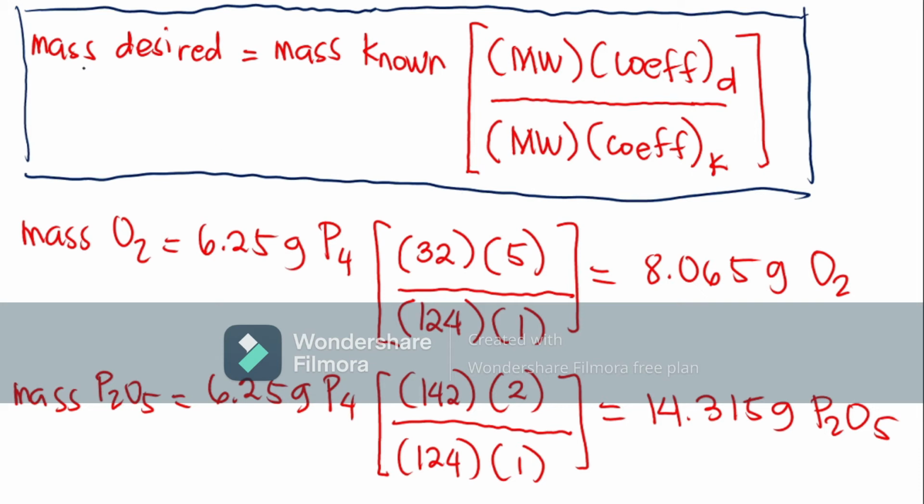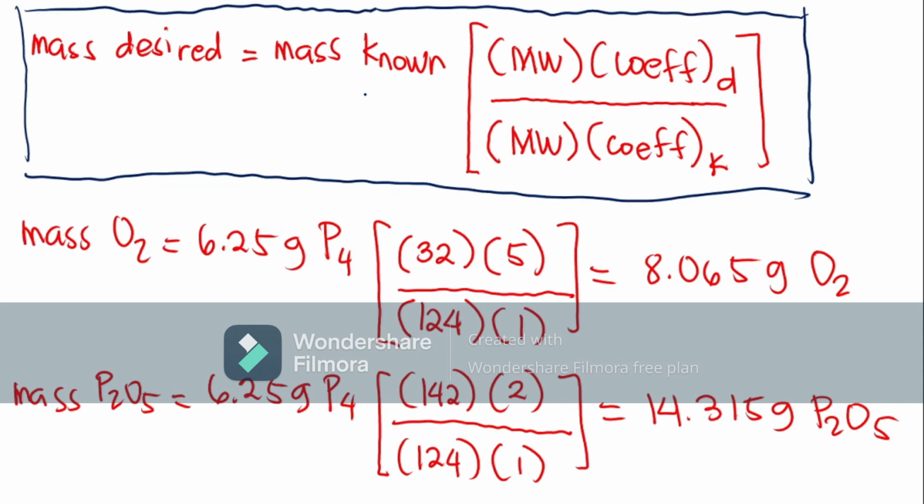Actually, kung ito naman mole of desired, tapos given tong mole na to, tanggalin nyo lang yung molecular weight, coefficients lang ang labanan. Makukuha nyo na rin yung mole ng desired. So, ito naman, pag mass, kakailanganin nyo ng mga molecular weight. Molecular weight ng desired, molecular weight ng known. Okay? Now, so, 8.065 grams of O2, 14.315 grams of P2O5.